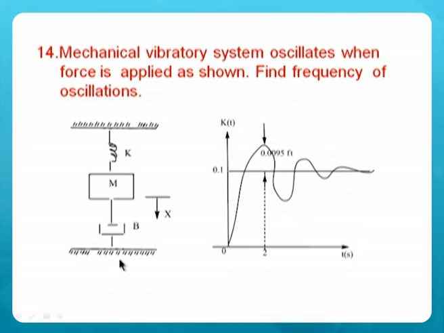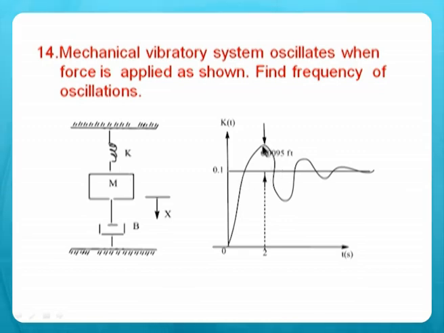Translational motion means linear motion system having x as a linear displacement. Such a system, when excited by some force, then it has a response of this way. You can see it is a second order system under damped response, and the waveform is settled at 0.1, and the force applied on this is 2 lbs.